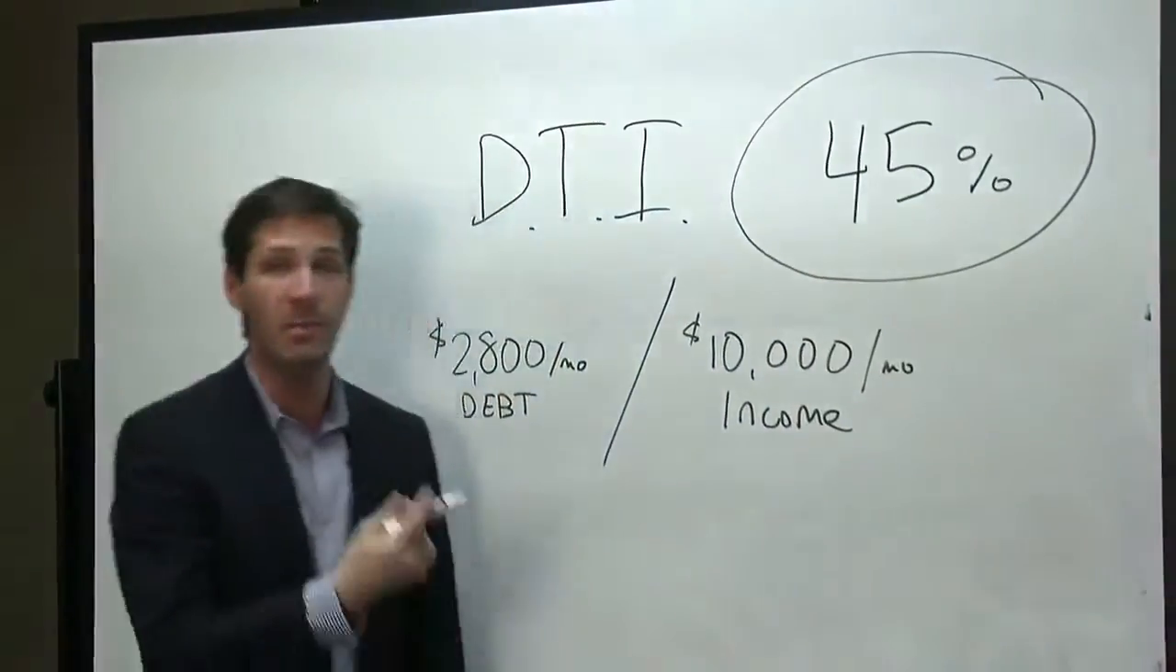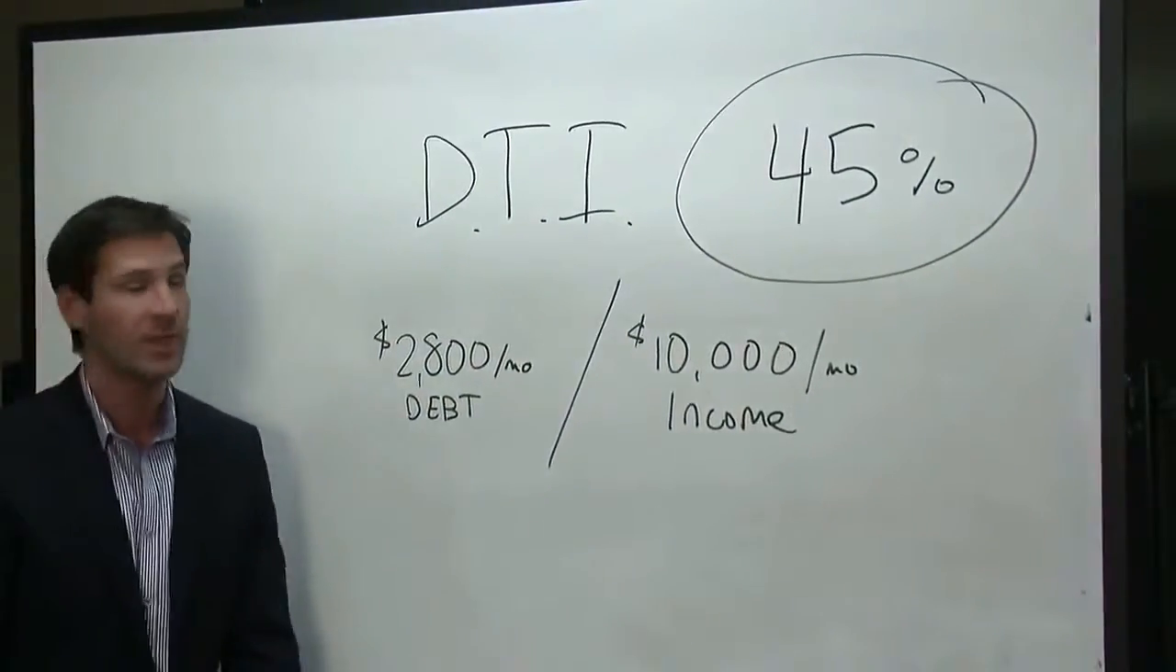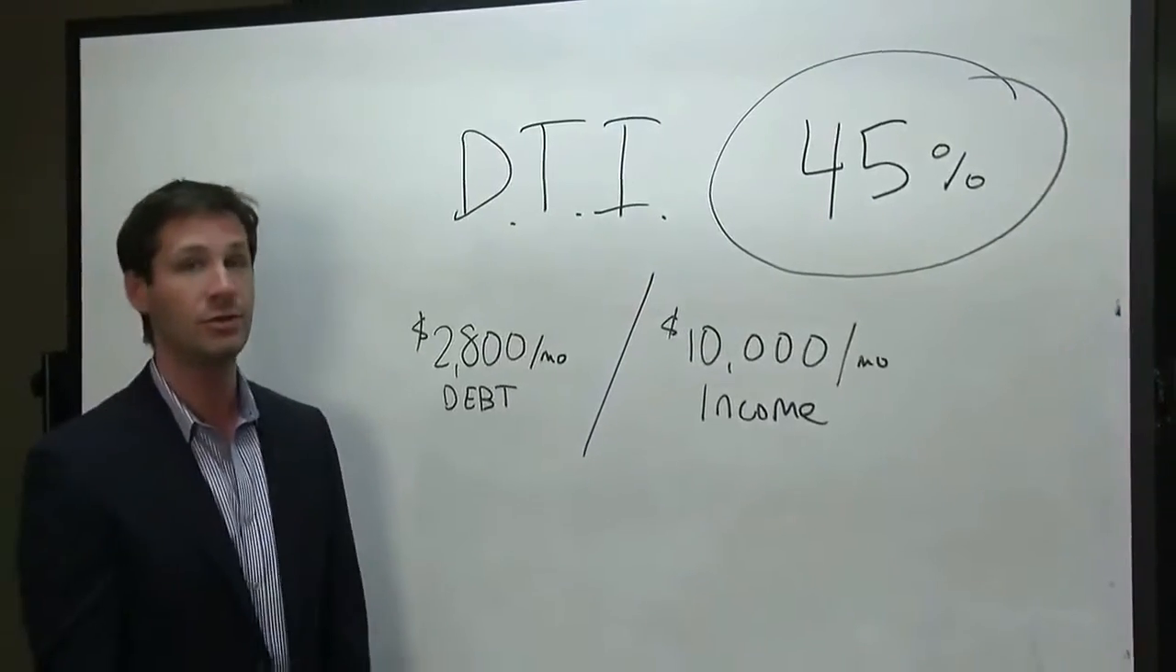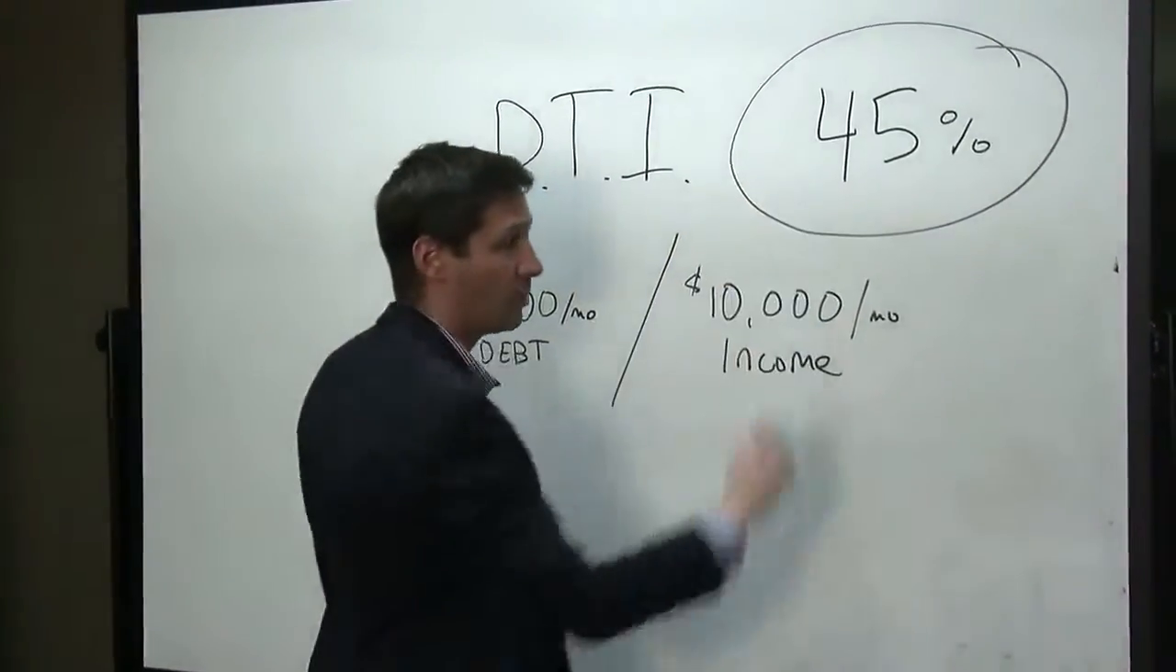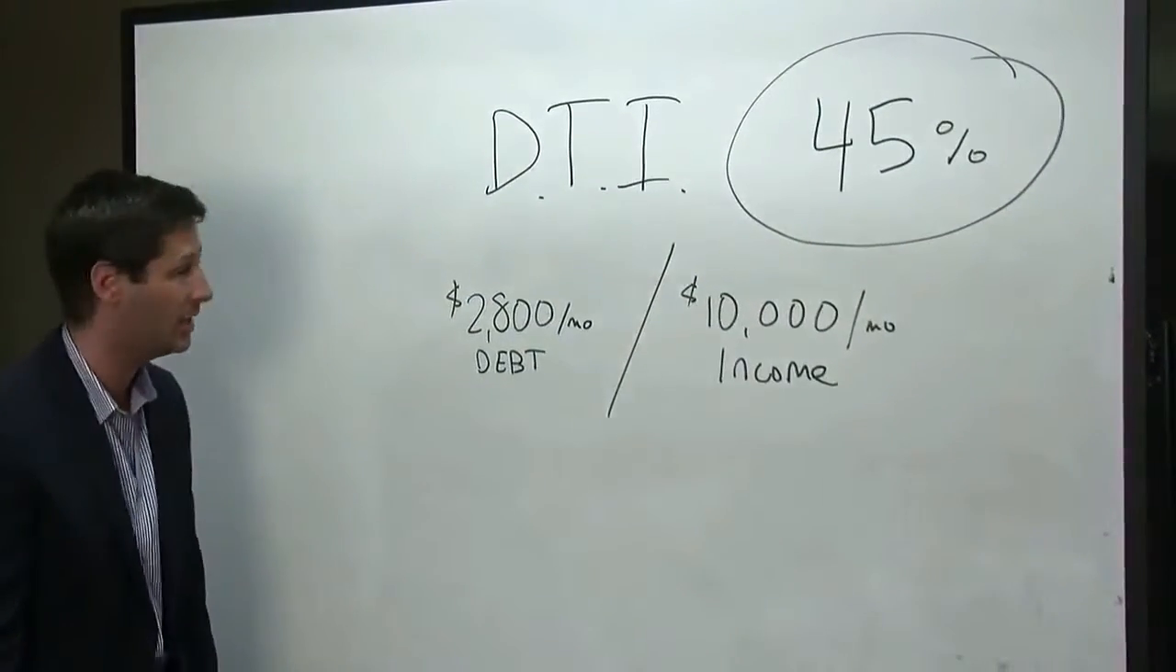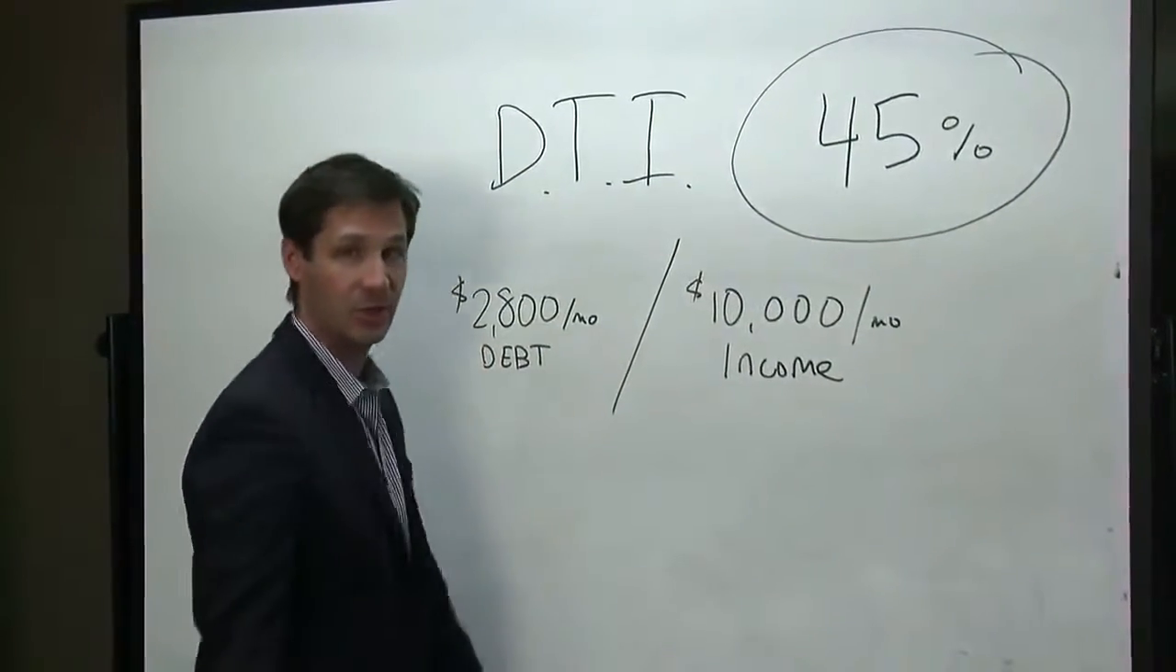45%. That's your maximum debt to income ratio, okay? Anything above that is nuclear, toxic, radioactive, okay? So you always want to keep your debt to income ratio well below 45%. Here's how you determine what your debt to income ratio is.